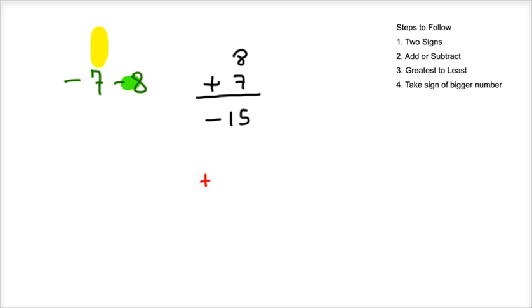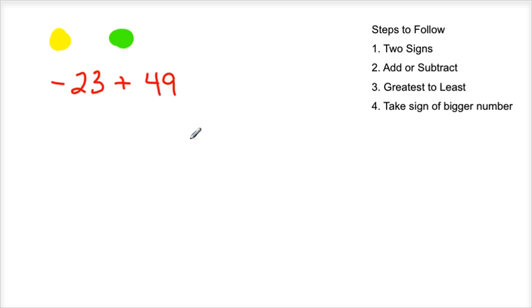Now, I did the last example vertically. It doesn't matter if you want to do them vertically, horizontally, whatever you want. So am I going to add or subtract these 2 numbers? Well, they have opposite signs or different signs. So if they have different signs, I'm going to take the difference, or I'm going to subtract. So I'm going to subtract these 2 numbers, put them in order from greatest to least. So 49 is bigger than 23.